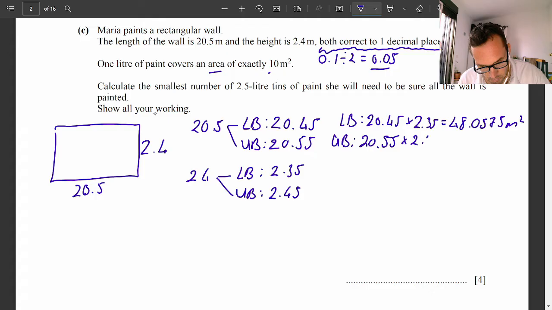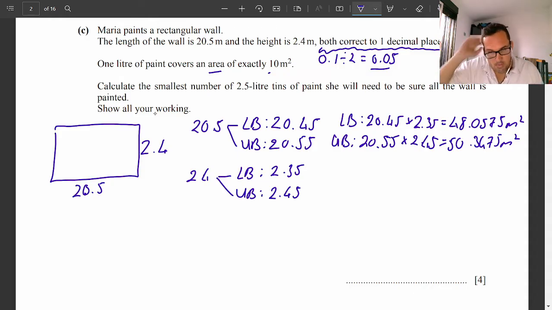20.55 times 2.45. We take our two biggest values, and that will be 50.3475 meters squared. So that is the largest the wall could possibly be. Now each 1 liter covers 10 meters squared. So if we divide this by 10, we will know how many liters of paint we need. So let's do that for each one of those.